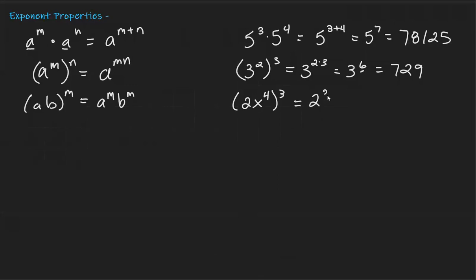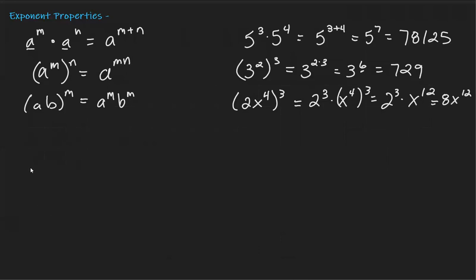This is going to be 2 to the 3rd times x to the 4th to the 3rd, right? And then x to the 4th to the 3rd, that's going to be 2 to the 3rd times x to the 12th, right? Because I multiply those powers using the second property. And then 2 to the 3rd is 8. So we get 8x to the 12th. Let me go ahead and write that in the line above. That way I have room for the next example. We get, I'm going to scrunch it a little bit, 8x to the 12th.